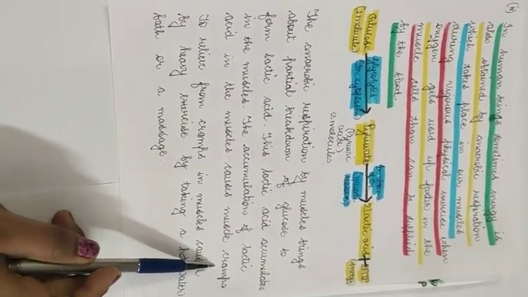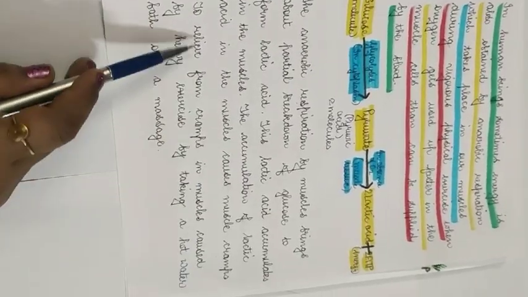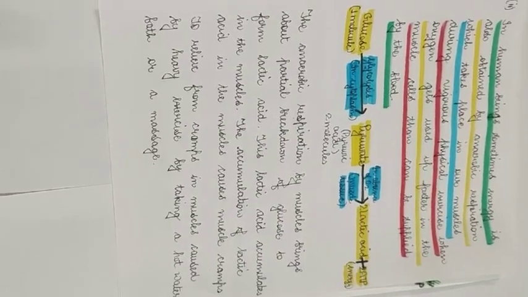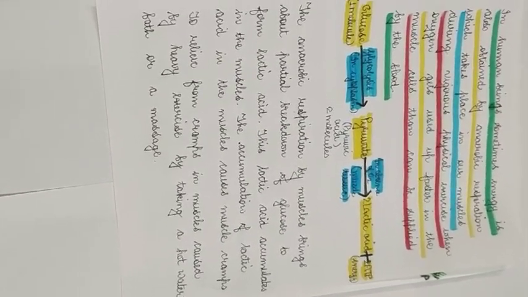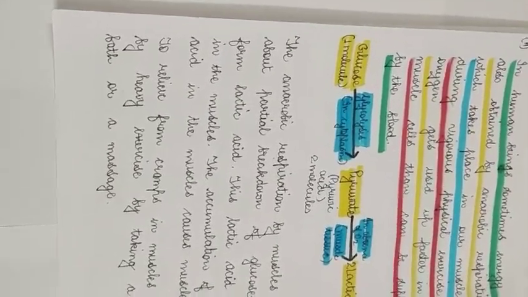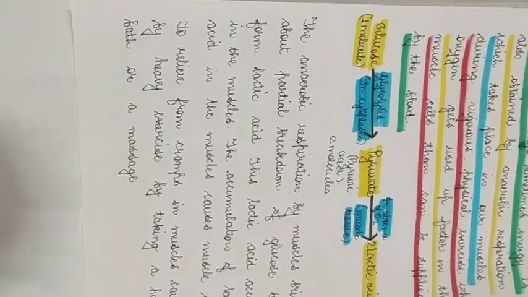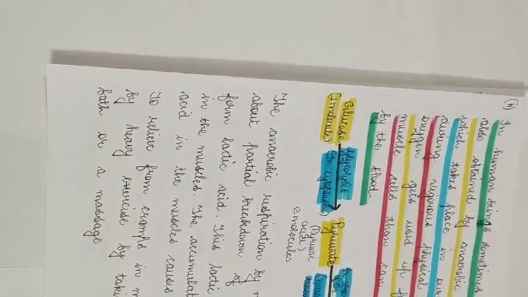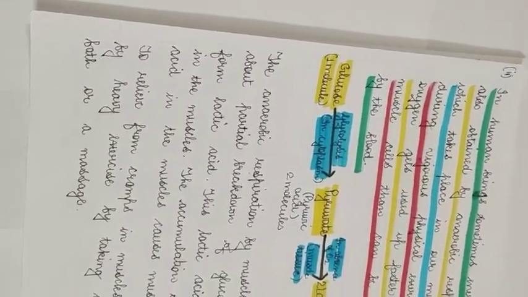This lactic acid accumulates in the muscles, which causes muscle cramps. So you will have a pain in your muscle, and it can be relieved by taking a massage or a hot water bath, so that the muscles are relaxed and the blood flow is improved, and you feel better. So this was the anaerobic respiration.